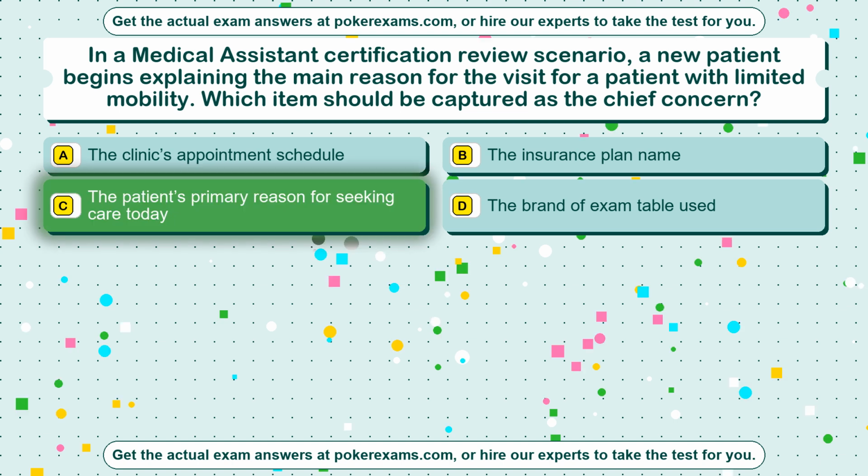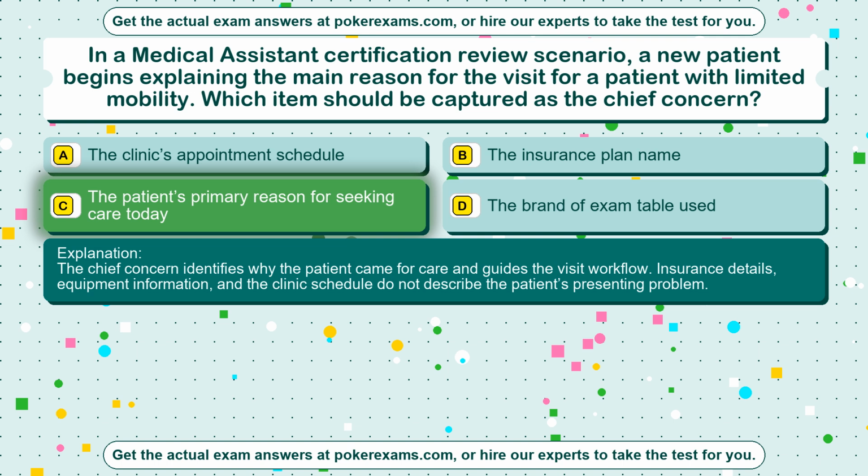The correct answer is option C. The patient's primary reason for seeking care today. The chief concern identifies why the patient came for care and guides the visit workflow. Insurance details, equipment information, and the clinic schedule do not describe the patient's presenting problem.